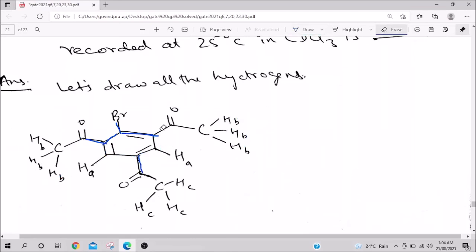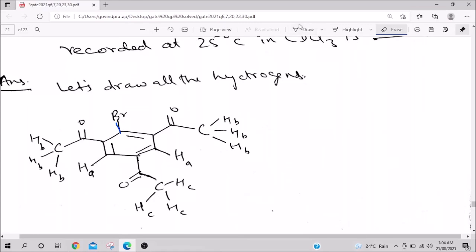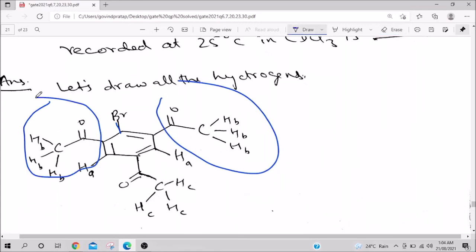But this acetyl is not the same as this acetyl. Why? Here after this acetyl, 1, 2, the second bond is bromine. Here 1, 2, 3, the fourth bond is bromine. So clearly these two acetyls are the same, but this acetyl is not the same. So how many peaks will there be?